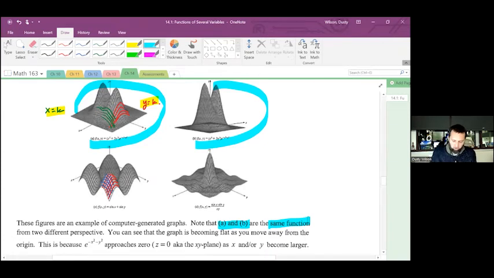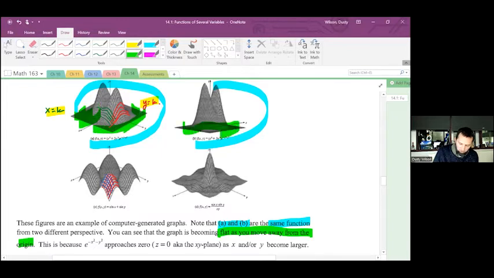You can see that the graph is becoming flat as you move away from the origin. Notice how it just gets flat here, kind of on the boundaries. Okay, and this is because the graph of e to the negative x squared minus y squared approaches 0, aka the xy plane, as x and or y become infinitely large.